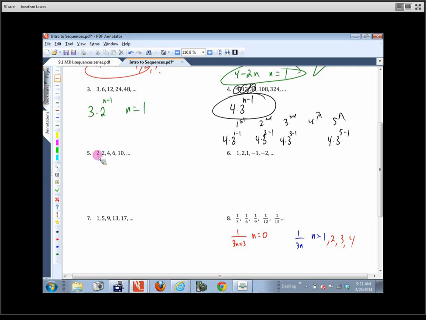What if you take 2 plus 2? What do you get? 4. What if you take 4 plus 2? 6. What if you take 6 plus 4? 10. What if you take 6 plus 10? Next one should be 16. Okay? So the pattern here is, can somebody describe it for us? Add the 2 previous terms to get the next term.